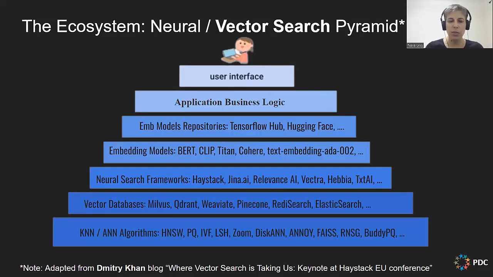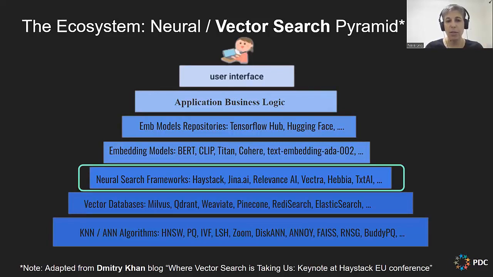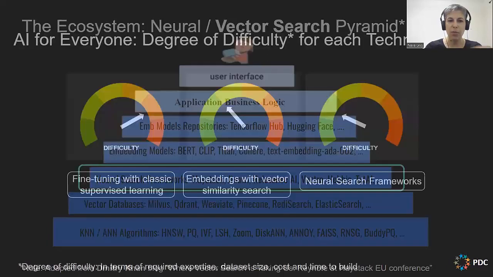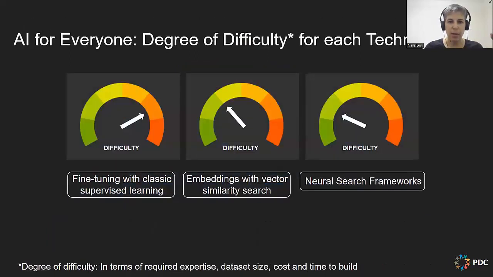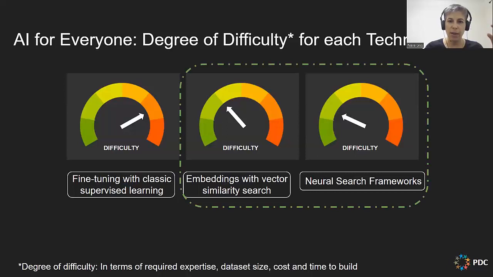Application business logic at the user interface. Now, as I mentioned, the neural search frameworks make it much easier for software developers to bring applications to the market. So in terms of difficulty, I would say that embedding with vector similarity search is medium difficulty, much, much less difficult compared to fine-tuning with classic supervised learning. But with neural search frameworks, it's even easier. It's like easy, I would say.